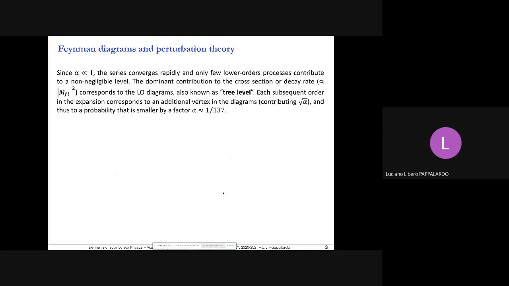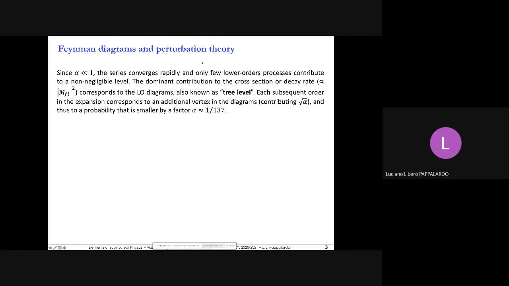Now, since alpha is indeed much smaller than 1, the series converges rapidly. And in practice, only a few lower order processes contribute at a non-negligible level. So the smallness of the QED coupling constant, which is alpha, ensures that you already have a quite precise prediction at the very first order, and all the higher orders can be neglected to a very good approximation. Essentially, the series converges very rapidly in this sense.